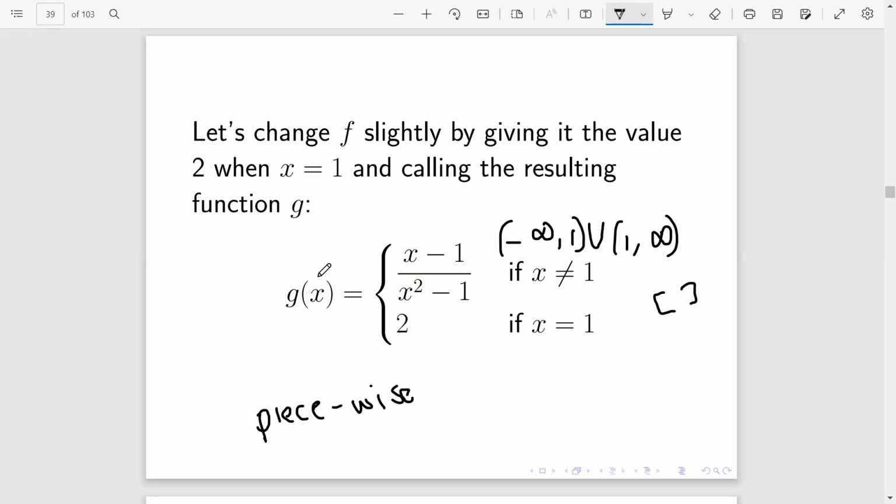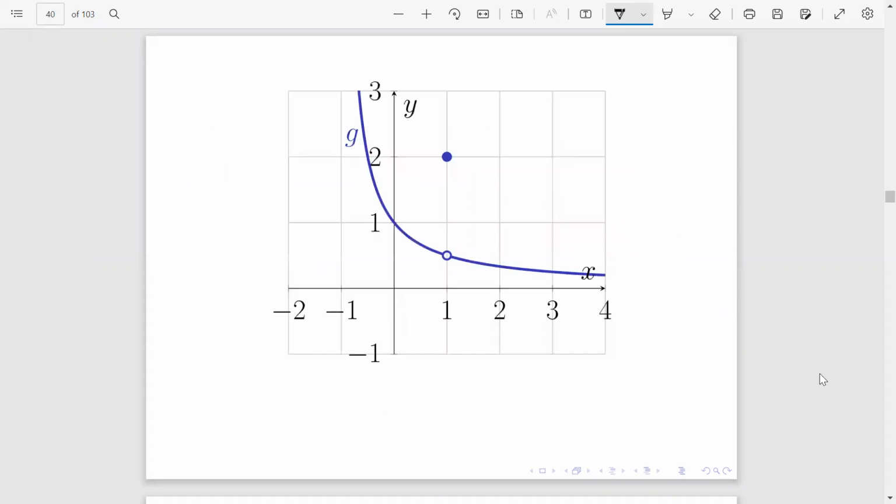So now we want to look at the limit of this function. This is how the function looks. As you can see, it looks like the previous example, the f of x, but f of x was just not defined at 1. In this particular case, this function is defined at 1, and we say at 1, the function is equal to 2. But otherwise, it doesn't matter.